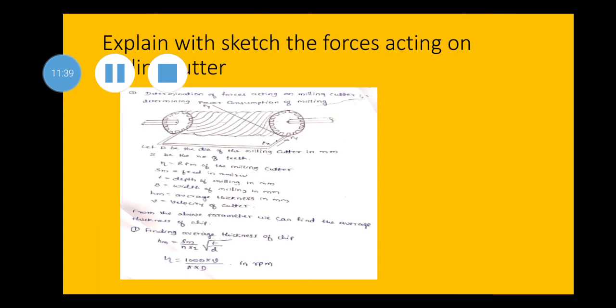Next question: explain with a sketch the forces acting on a milling cutter. Here, let D be the diameter of the milling cutter, N the RPM of the milling cutter, T the depth of cut, B the width of the milling cutter, and V the velocity of the cutter. First you have to find the average thickness of the chip: HM is equal to SM divided by N into Z, square root of T divided by D. The RPM N is 1000 into V divided by pi into D.